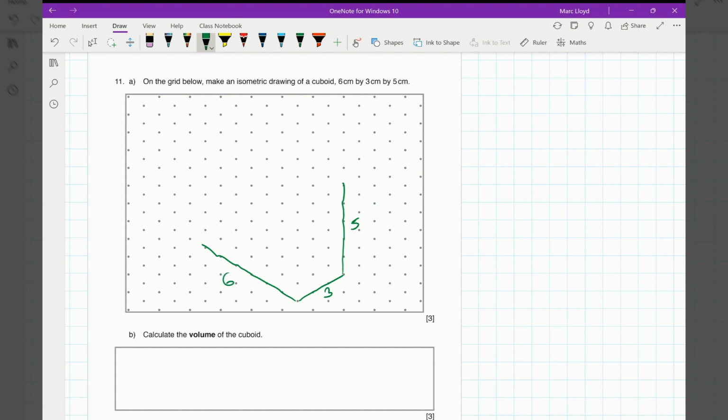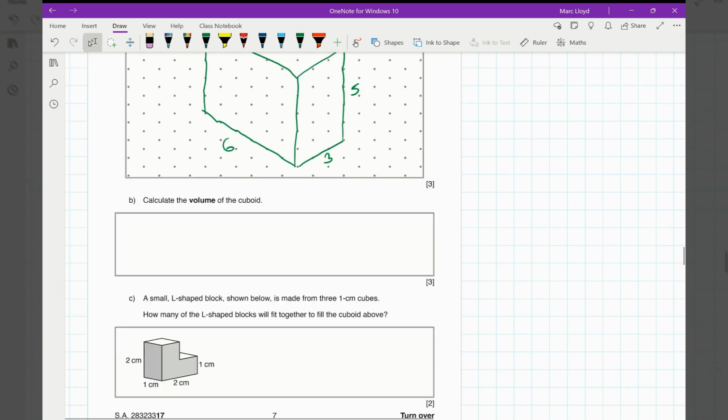You can do this in any way you want to. I just now need to keep the dimensions consistent. So that's 5 and that's 3. 1, 2, 3, 4, 5. 1, 2, 3. There we go. Super.